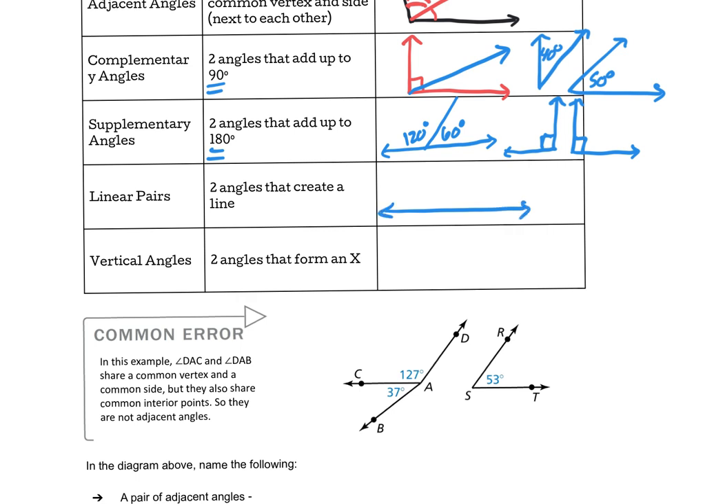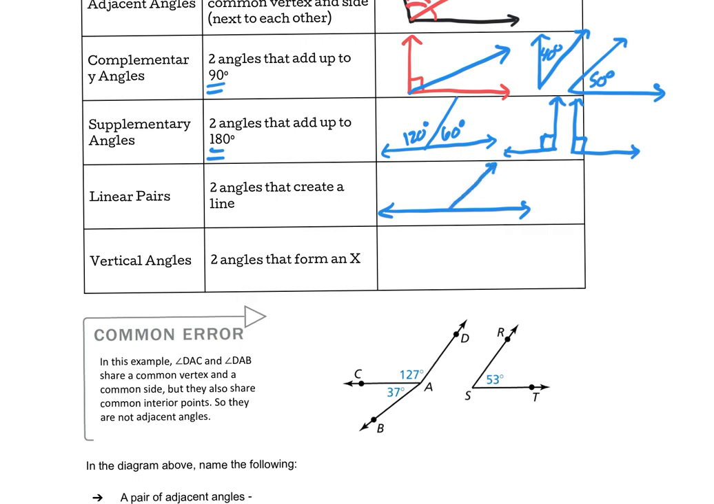We see this word linear a lot in different math classes that we do. A linear equation, we did last year in Algebra 1 a lot, where we graphed a line. Linear means a line. Well, in geometry, we deal a lot with lines again. So when we talk about a line here, linear means line, pair means two, so it's a pair of angles that form a line.